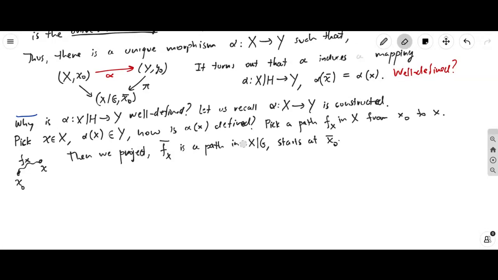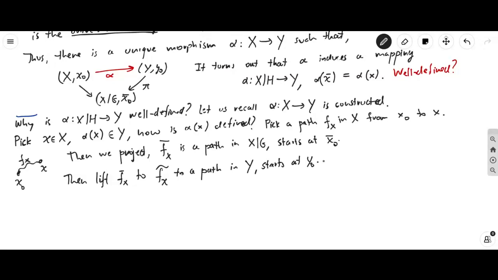So you take a path over here and you reduce it mod g. So now you have a path over there, and then you can take this path and you can lift it to y. Then you can lift fx bar to a path, let's call it fx tilde, to a path in y, which starts at y0. And then, how do we define alpha of x?